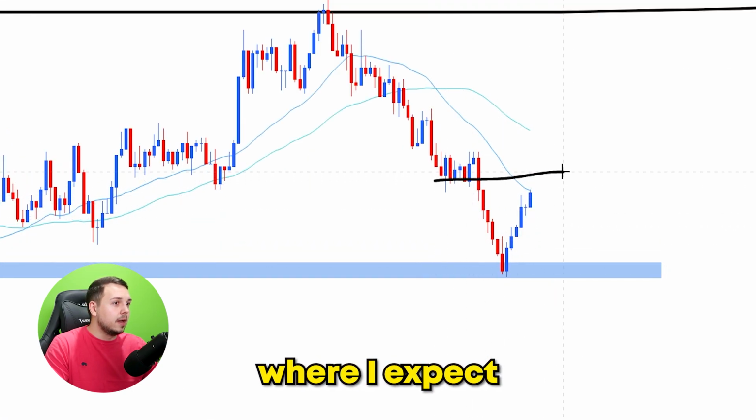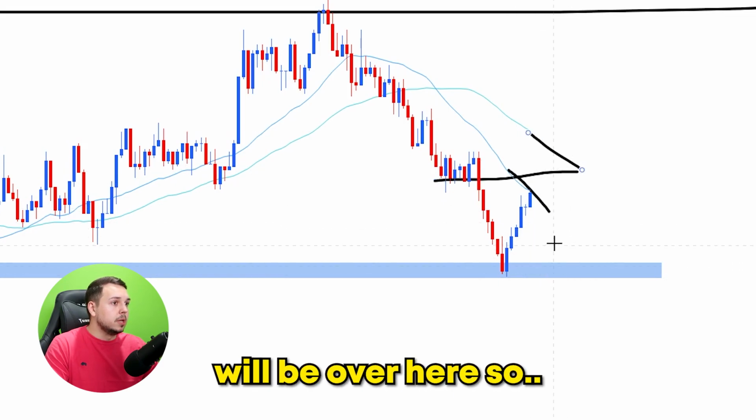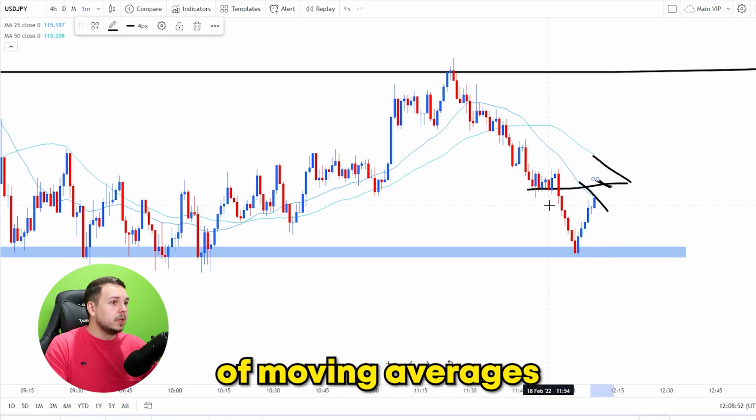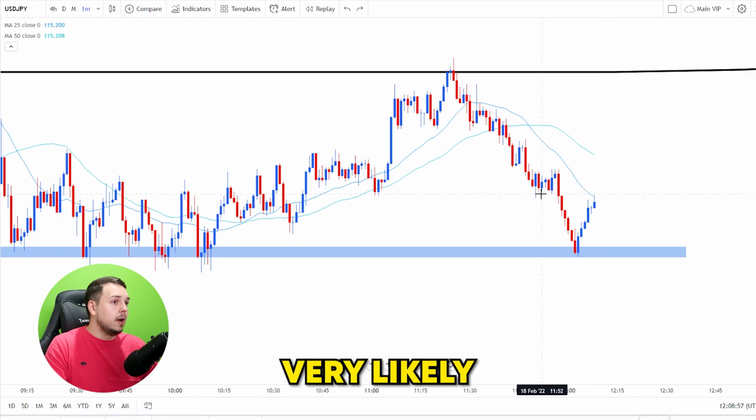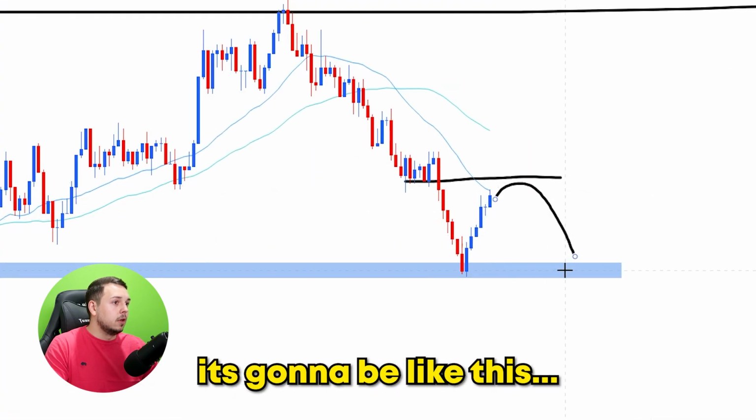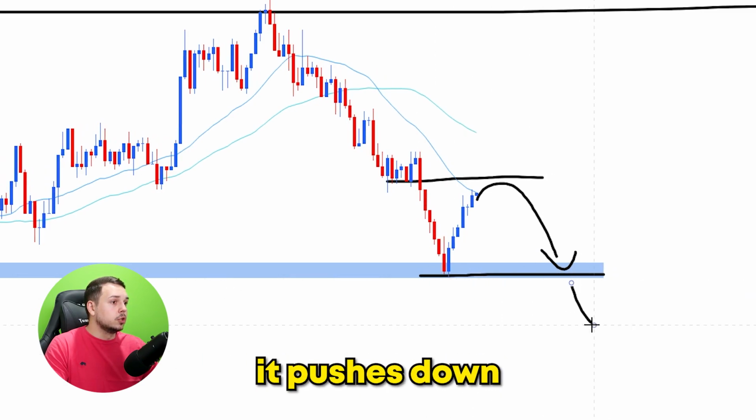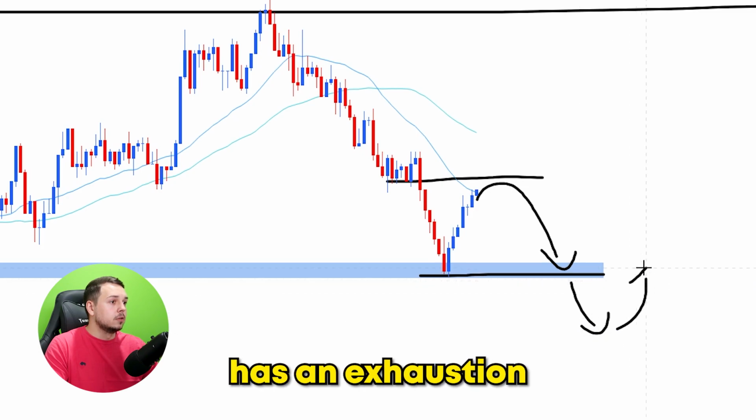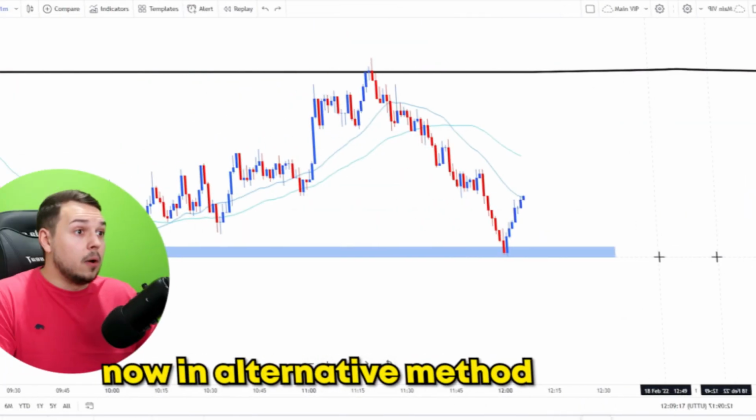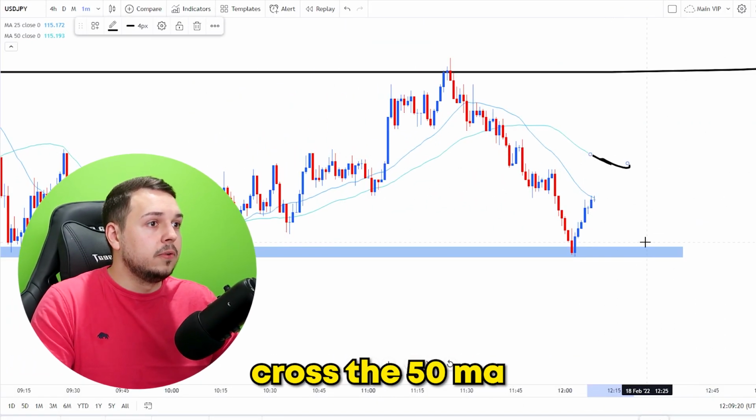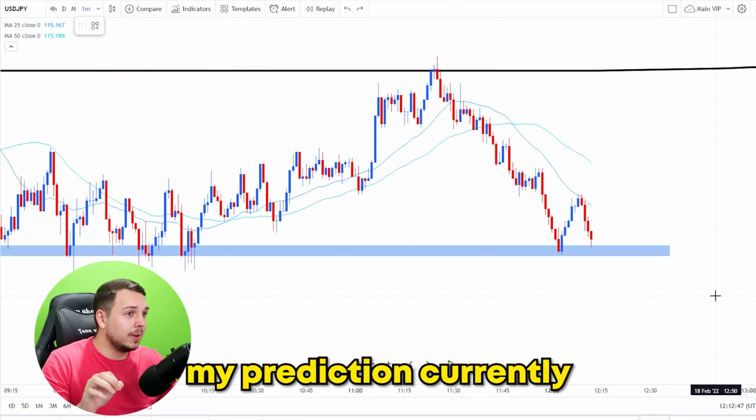Now, this is where I expect the market to turn back around. The 25 and 50 moving averages will be over here. So in between these two lines of moving averages and this area of support, which has now become resistance, very likely it's going to turn around and retest this previous area zone. Then hopefully it pushes down, breaks through it, has an exhaustion, and then we continue moving down to maximize our pip gain. Now, as an alternative, if it does cross the 50 moving average, I'm closing off the trade as a loss. All right, so my prediction currently is correct.